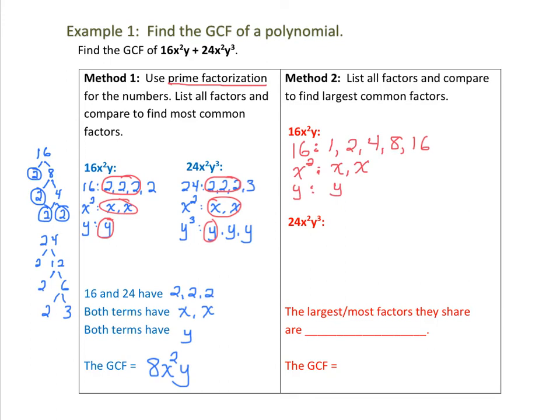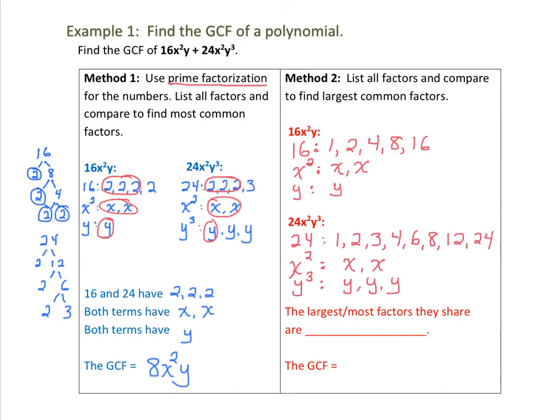For the term 24x squared y cubed, we have 24, x squared and y cubed as the parts of the term. So 24 is divisible by 1, 2, 3, 4, 6, 8, 12, and 24. X squared has 2 x factors, and y cubed, again, is y times itself 3 times, so there's 3 y's.